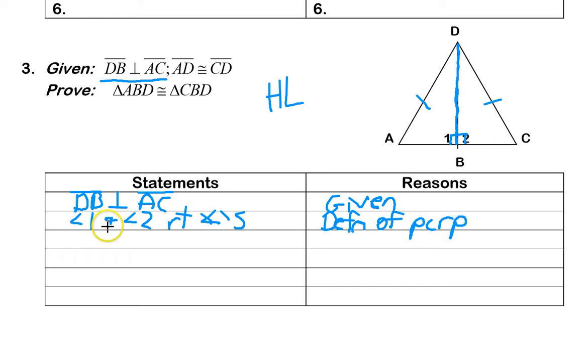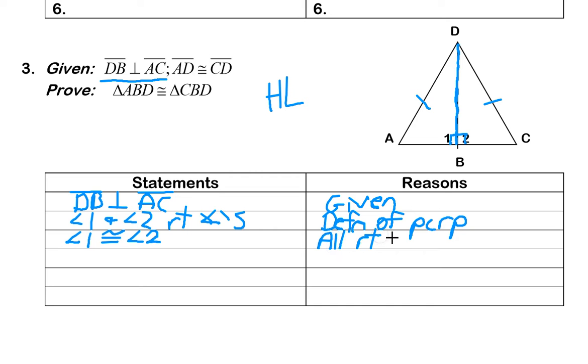Okay. So this seems obvious to you, but you have to write down every step in proofs. Because we're dealing with two right angles here, we can now conclude that angle 1 is congruent to angle 2. So we'll write that as our next step. We know angle 1 is congruent to angle 2, and it seems obvious, but you gotta write it. And our reason here would be, because we knew they were right angles, all right angles are congruent to each other. So our reason is all right angles are congruent.